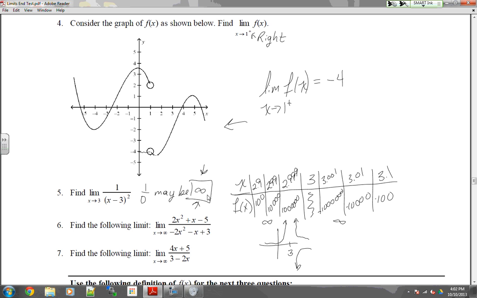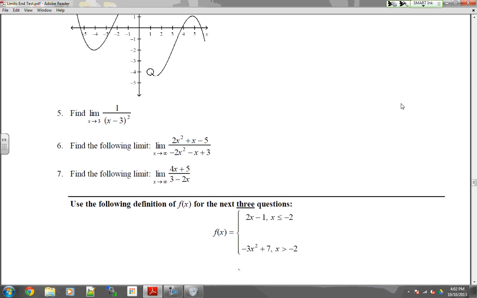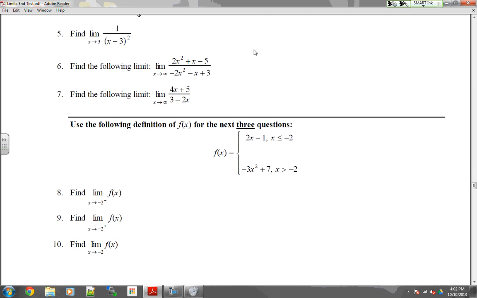Let's scroll this down a little bit for 5 and 6. Find the following limit, the limit of this as x goes to positive infinity. Well, as you know, this and this are relatively useless. The x squared and the x squared cancel out because when you throw the infinities in there, it'll be infinity squared over infinity squared. All that cancels out, leaving us with 2 over negative 2, which is negative 1. So our limit of this function as x goes to infinity is negative 1 because everything pretty much cancels out.